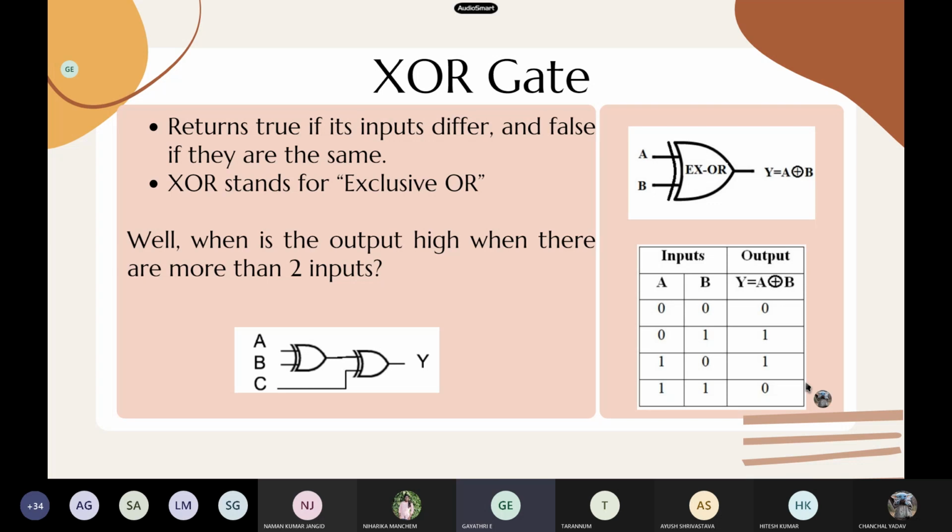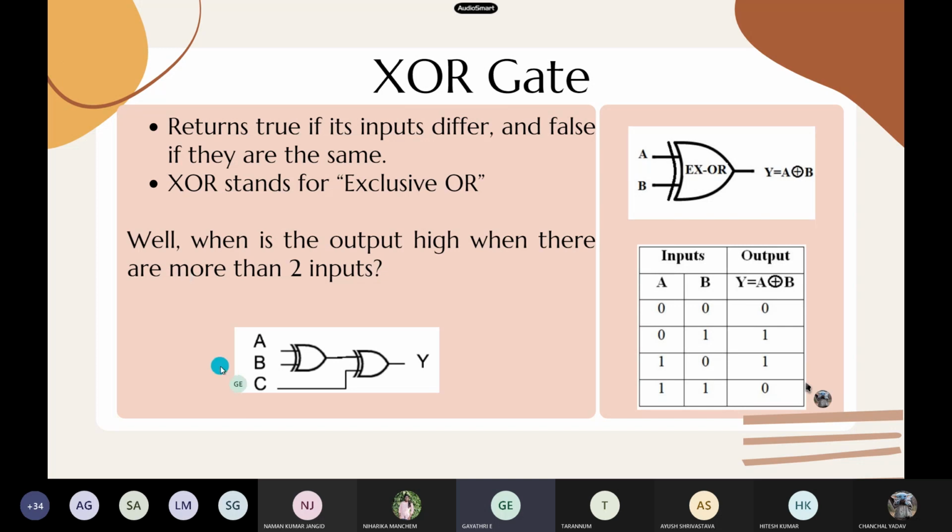XOR. This stands for exclusive OR. In case of 2 inputs, this would give us a 1 when the inputs are different and give us a 0 if the inputs are of the same logic level. So there is a general thumb rule to easily remember for which input we get a high output in an XOR gate in case of more than 2 inputs.